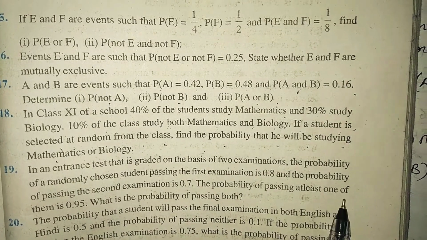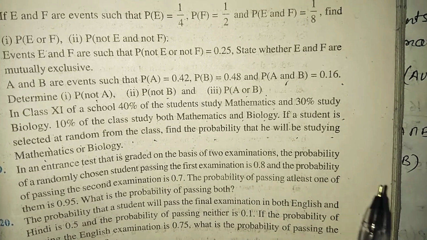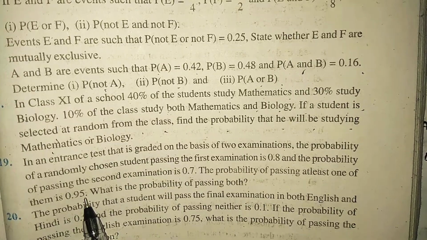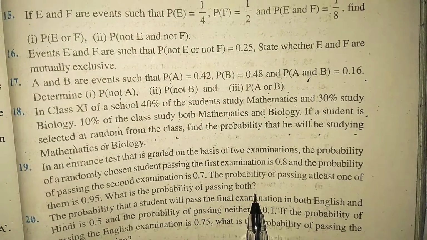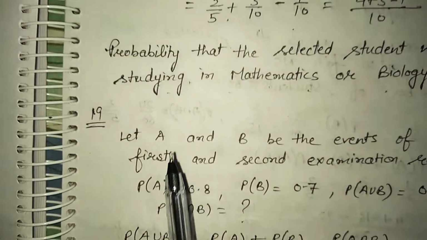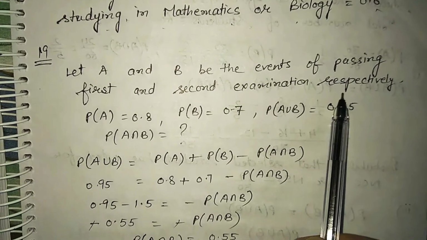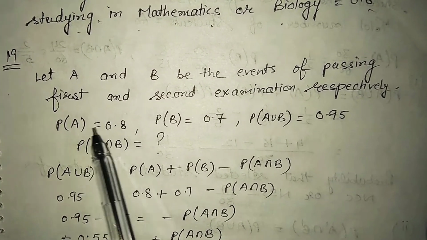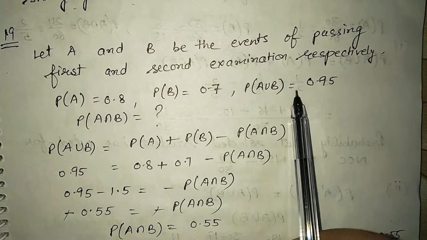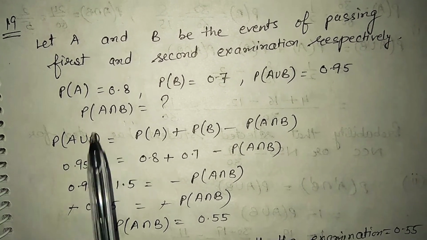And the probability of passing at least one of them, at least one means union, either A और B, या तो फर्स्ट करेगा या सेकंड करेगा या दोनों करेगा, उसकी प्रोबेबिलिटी है 0.95. What is the probability of passing both? Both means we have to find out intersection. So in this case, P(A) is given. Let A be the event of passing the first examination, B be the event of passing the second examination. So P(A), what is P(A) here? 0.8, P(B) is 0.7, and P(A union B), means at least one of them, that is 0.95.